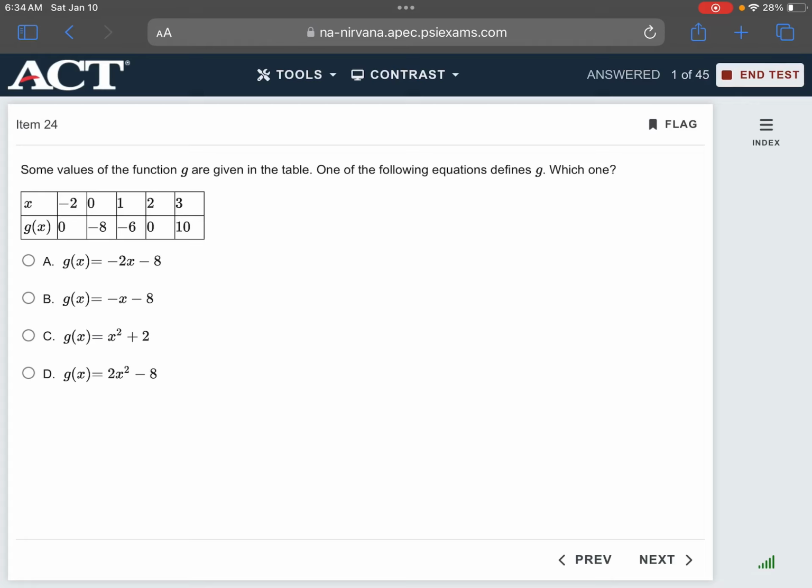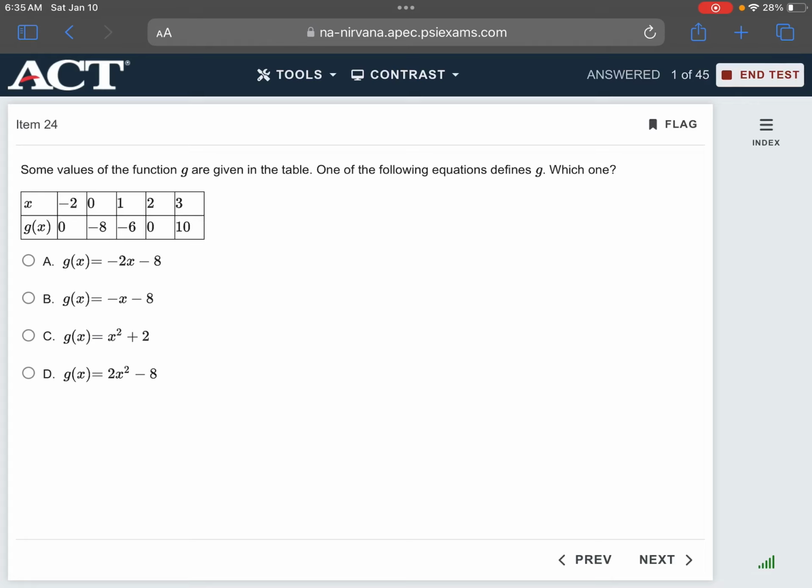So we have another Desmos hack today where we are just given a table and we want to write an equation for it. Part of this is understanding what this table would look like if I were to make a graph. So I would look at the output values. They start at 0, and then they go down to -8, and then they turn around and go back up to -6, and then to 0, and then to 10. So that tells me it's quadratic, so it's going to be either C or D.